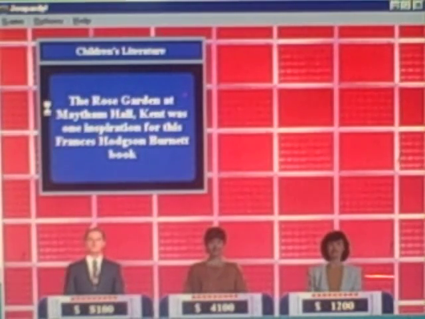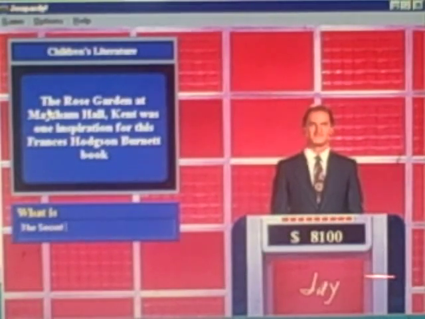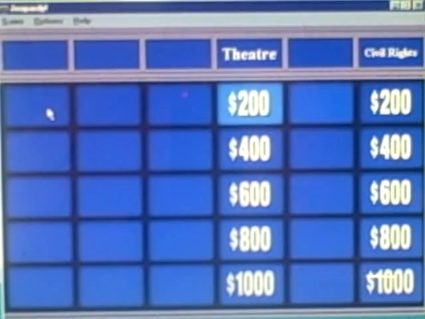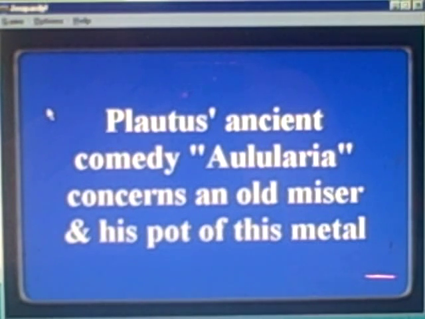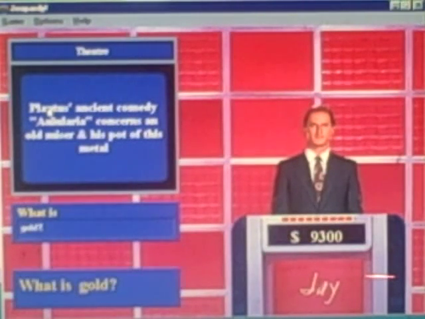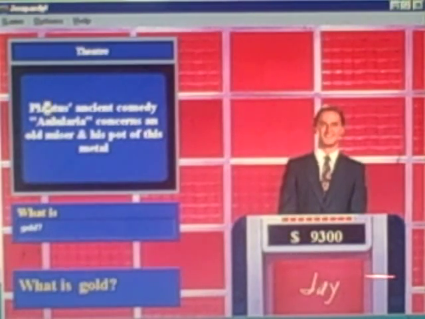Contestant number 1. What is The Secret Garden? You are correct. Theater for 200. Plautus's ancient comedy Aulularia concerns an old miser and his pot of this metal. Contestant number 1. What is gold? Yes. Theater for 400. That's correct.